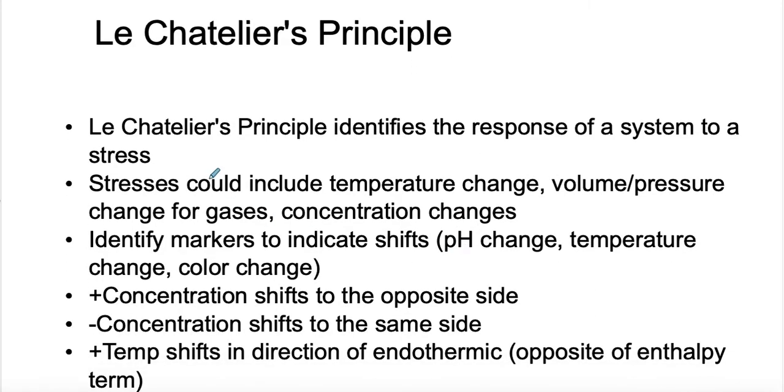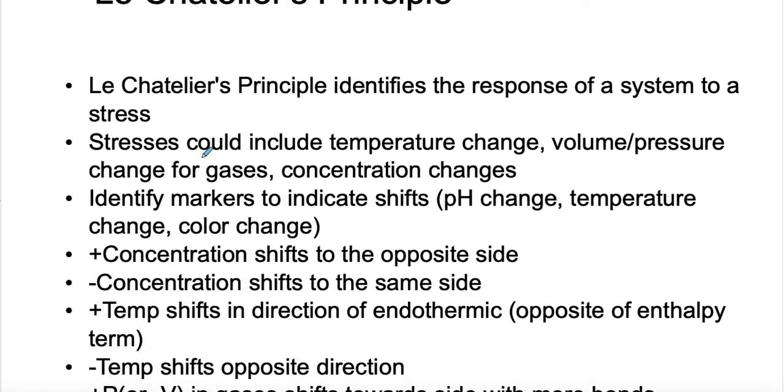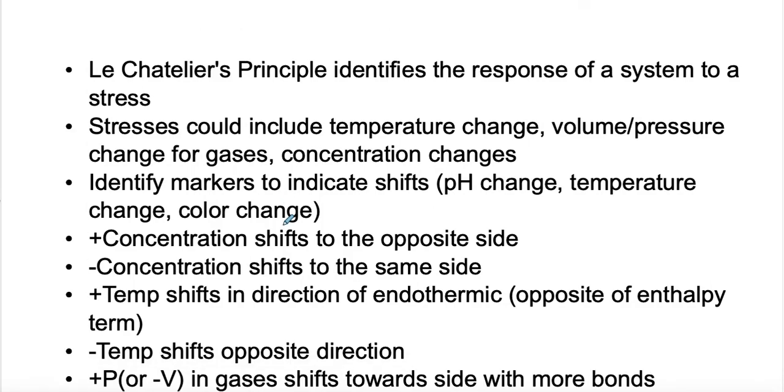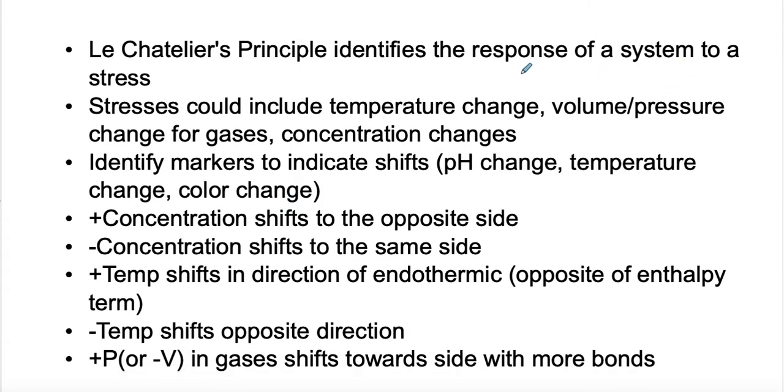So this is where we have stresses that are put onto a system that shift it either to the right or to the left. So Le Chatelier identifies stresses, how a system responds to stresses. Our stresses could include a temperature change, volume and pressure for gases, and concentration changes. Those were the ones that we focused on. Catalysts are not stresses, but they do speed up the process. Identify markers to identify the shift.